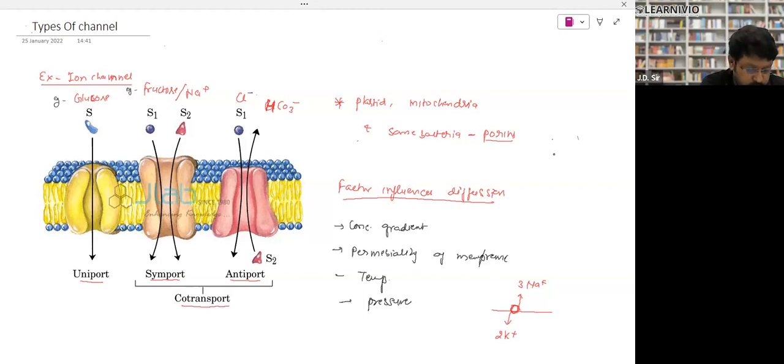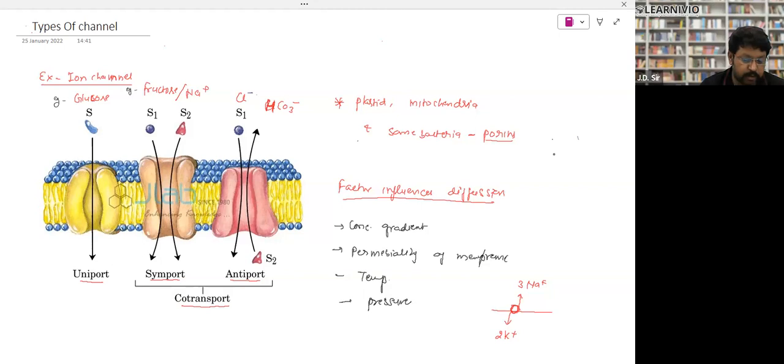Next point. In symport method of co-transport, both molecules cross the membrane in the same direction at the same time.